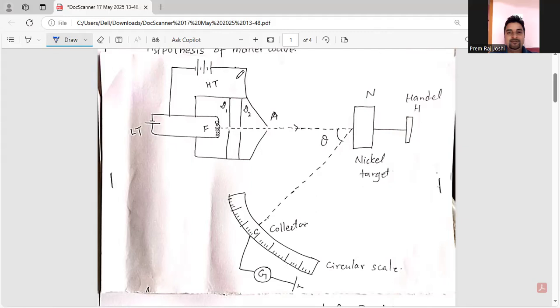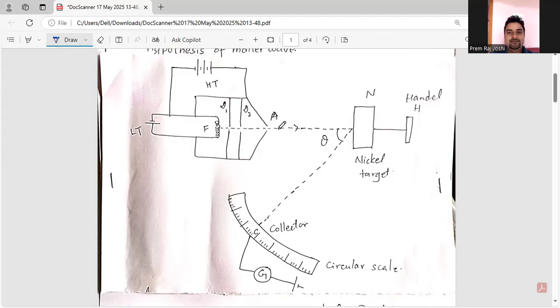HT means high tension battery. They are connected to the high potential battery. These negatively charged electrons which are emitted by the filament are attracted towards the Ds, or we can say they are accelerated with high velocity towards A by the Ds, D1 and D2, or we can say that the beam of electrons is collimated, meaning a fine beam of electrons is accelerated towards A, and this setup sometimes is also called the electron gun, because it is in the shape of a gun, because a fine beam of electrons is ejected from the point A.